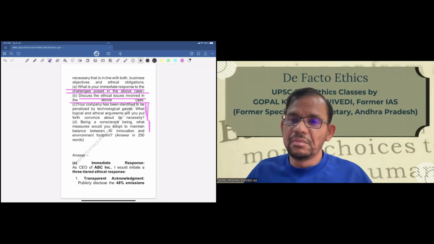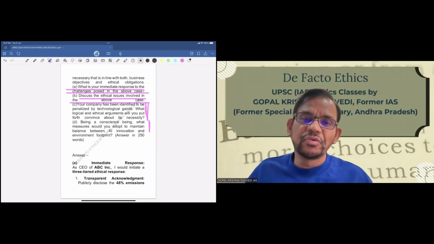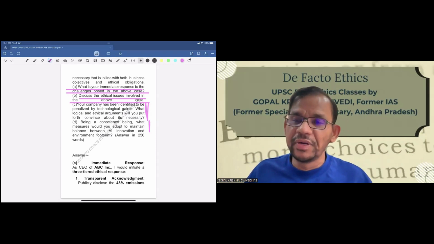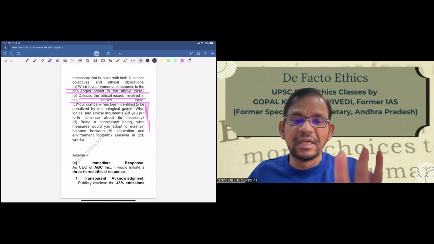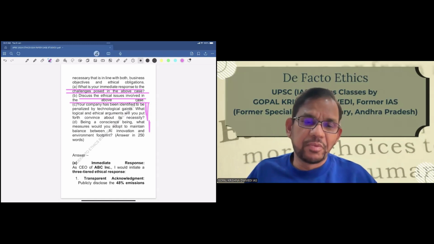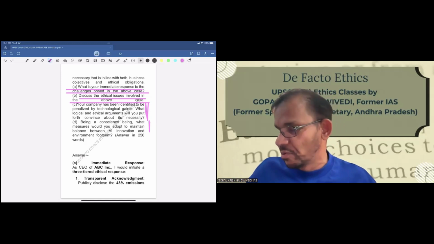Now, what can be the immediate response? What can be the long-term response? And what can be his reply for the violations which have been committed, violations of the agreements? And what are the ethical theories or ethical issues involved? So all these things let us see now. Now, part A, we will start. What is the immediate response? Now, as a CEO of ABC Inc, I would initiate a three-tiered ethical response.